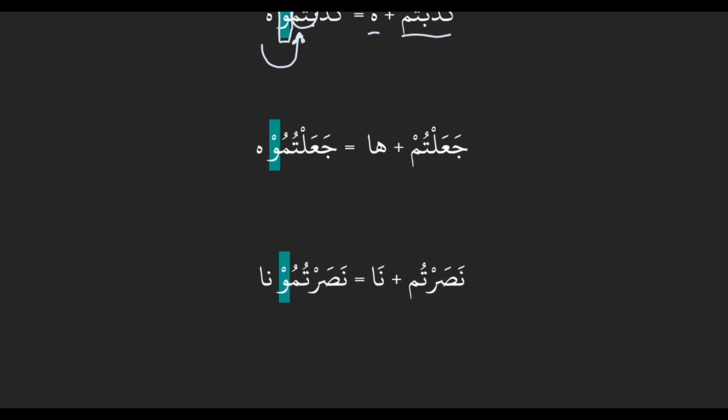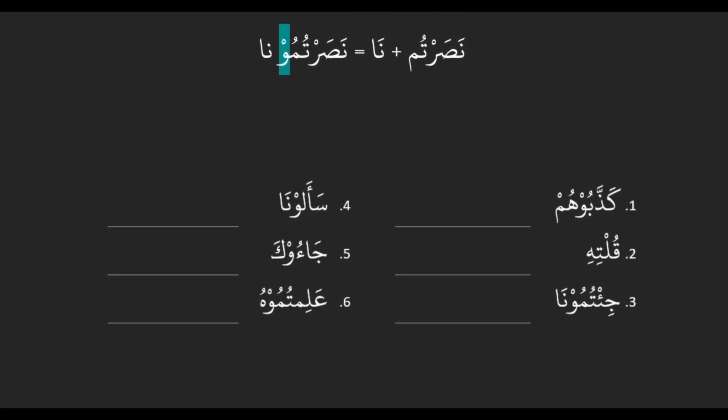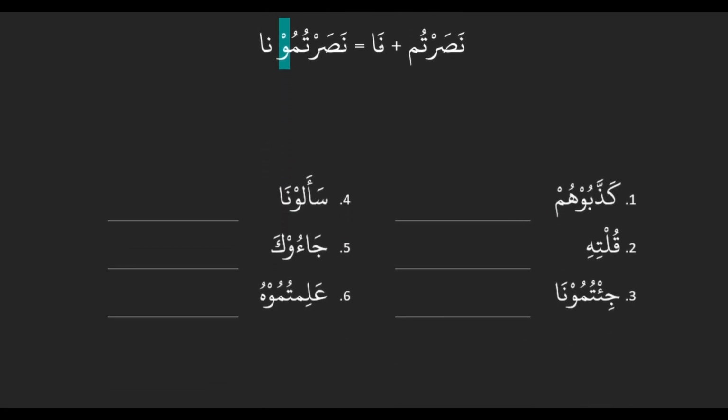Let's look at a few more examples to solidify the concept. So ja'altum plus ha. We're not going to say ja'altum ha. We're going to say ja'altu muha, right? We add that wow in between the action and the attached pronoun just to make it smoother. And one more example. Nasartum plus na. We're not going to say nasartum na. We're going to say nasartu muna, with that wow that we're adding in between the action and the attached pronoun just to make it sound smoother. Is that clear?